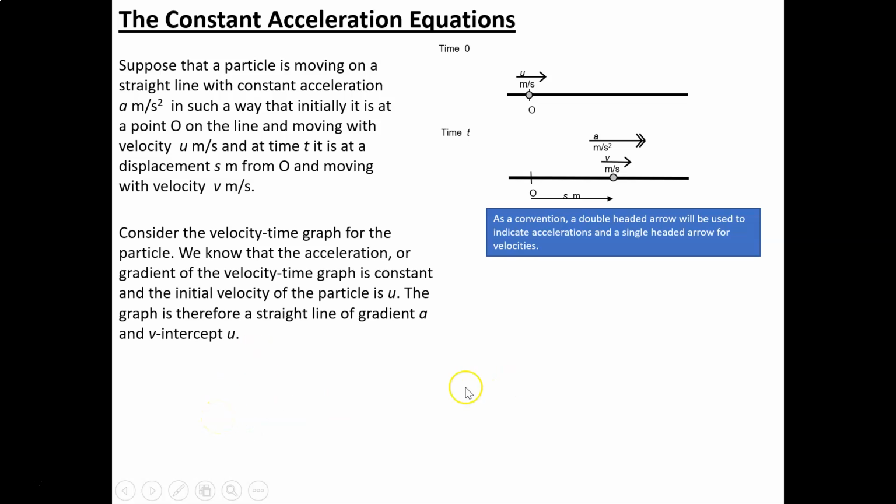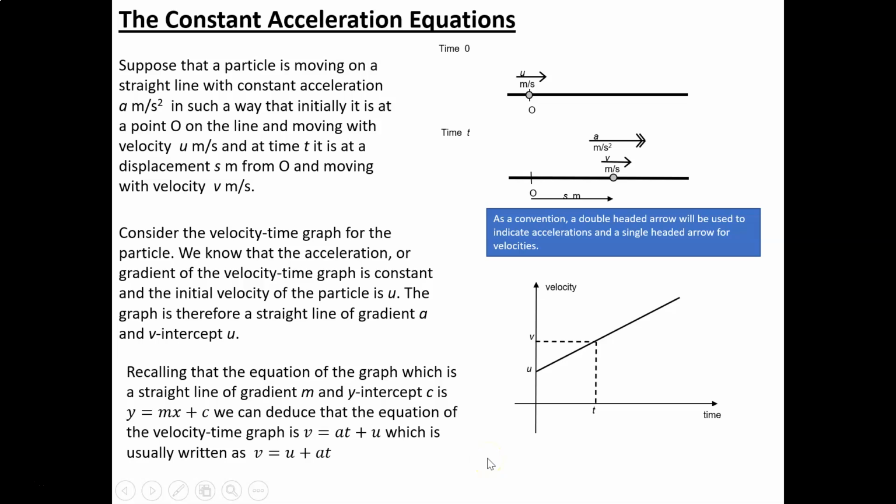Consider the velocity time graph. For the particle, we know that the acceleration or gradient is going to be constant and that the initial velocity of the particle is u. The graph is therefore a straight line of gradient a and v-intercept crossing the v-axis at the point u.